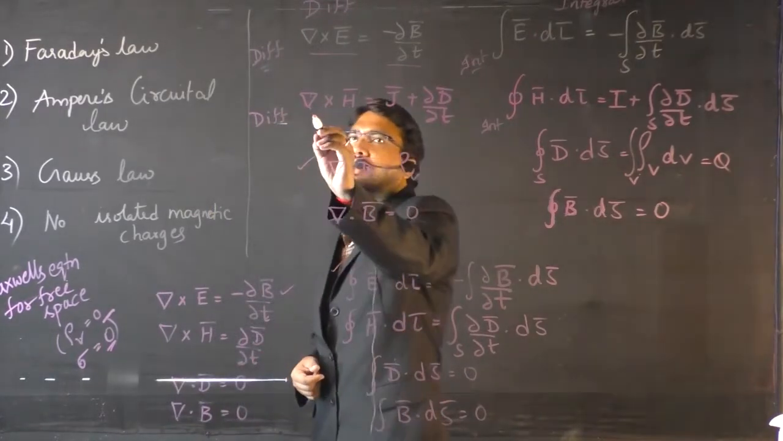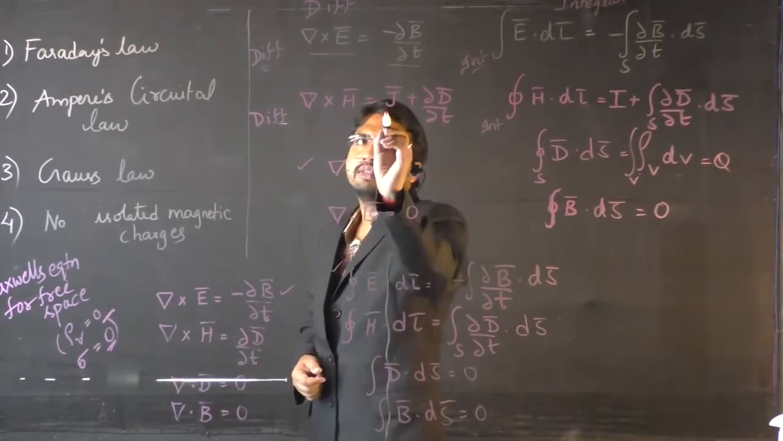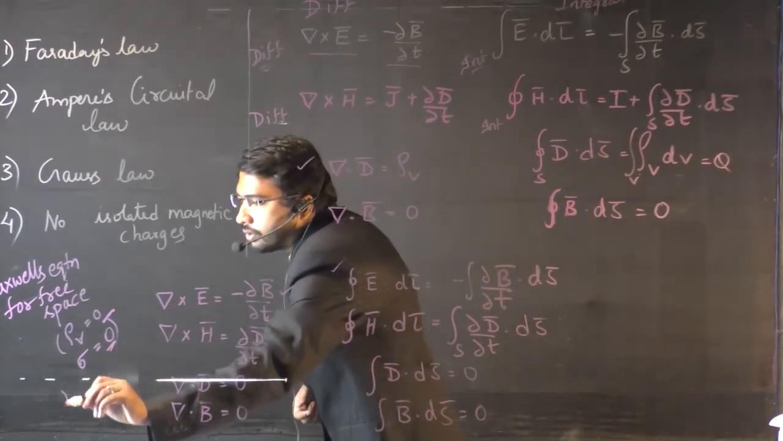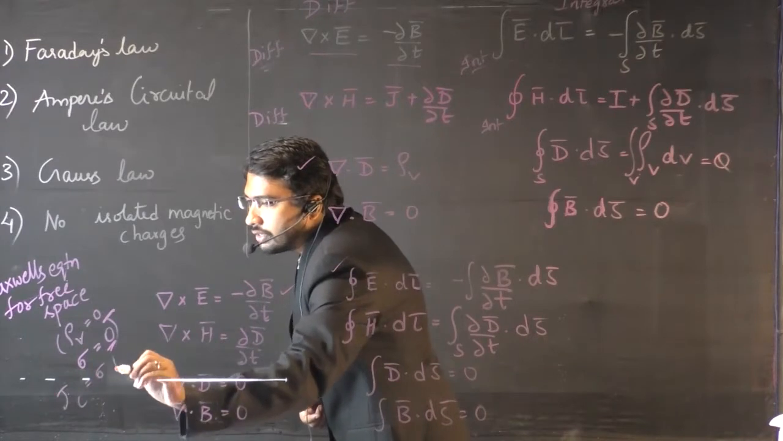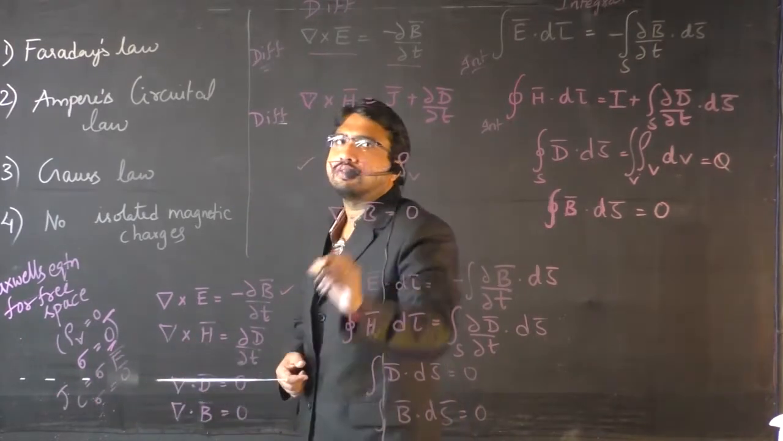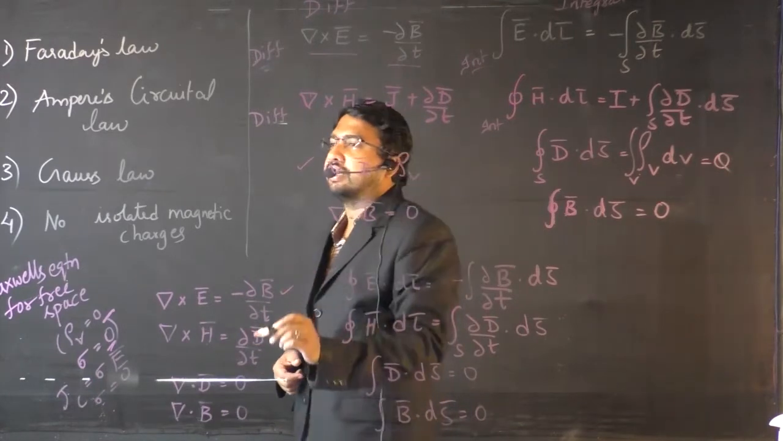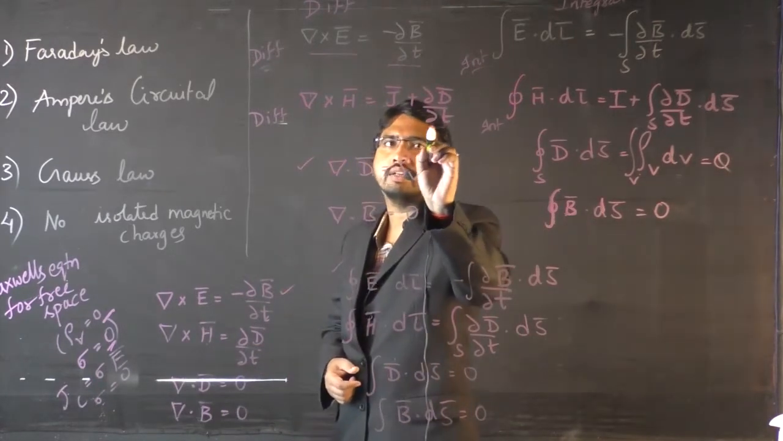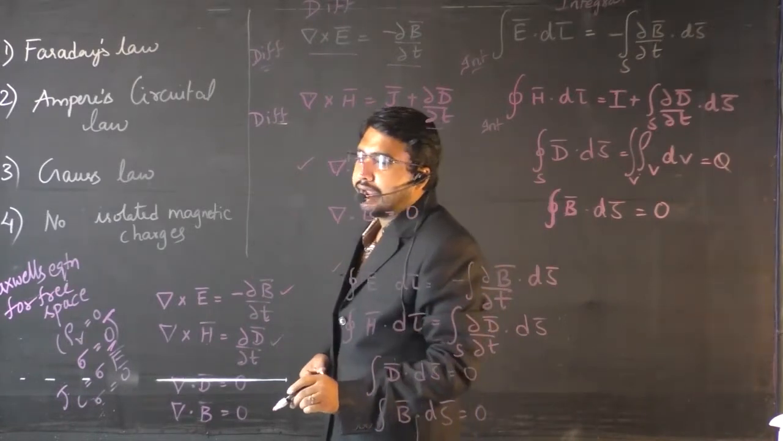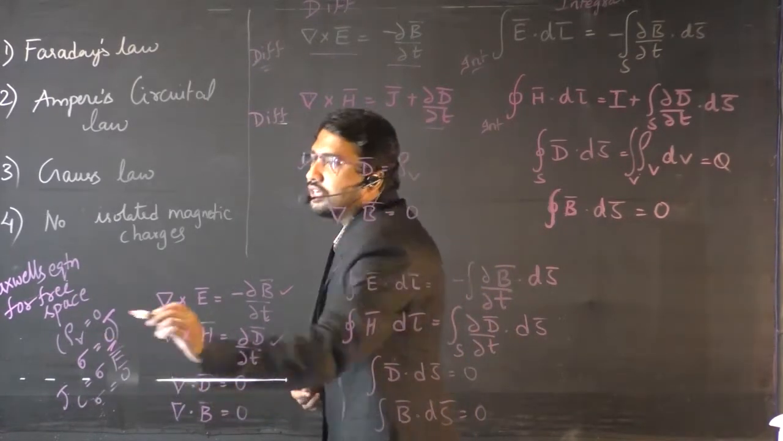as del cross H bar is equal to, this J will become 0, because in free space we know that Jc is equal to sigma E bar, but we are saying that sigma is equal to 0. So this term Jc is avoided here. What is the other term that is left out? That is dou D bar by dou T. And we are saying that rho v is equal to 0.